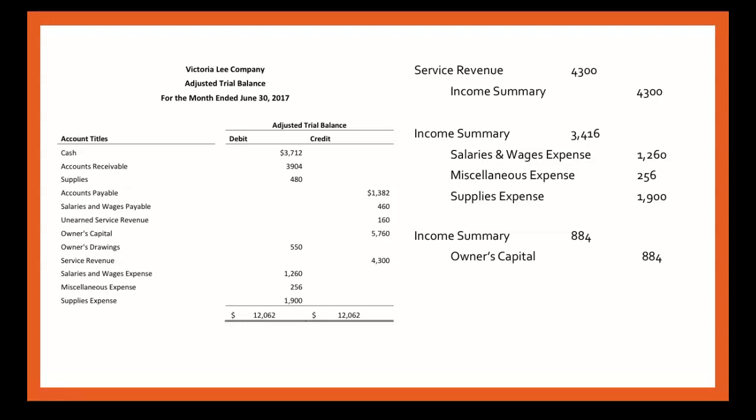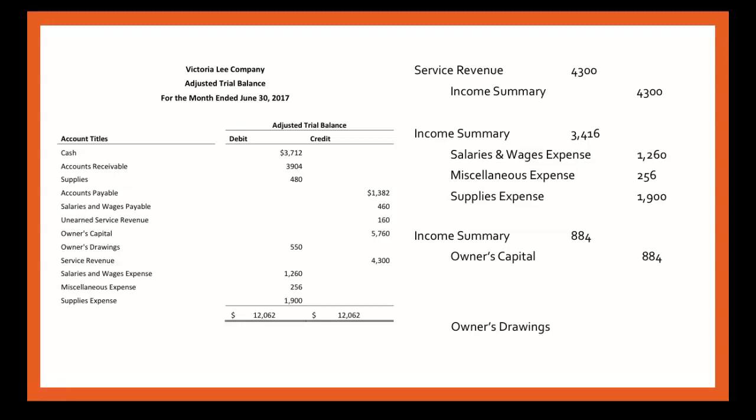So after this journal entry, we now just have one last closing entry to deal with, right? And that's closing our owner's drawings to owner's capital. So we take a look over at our adjusted trial balance, and our owner's drawings have a debit balance of $550. So to close out an account that has a debit balance, you're going to have to credit that account, because we are trying to zero out the balances for our owner's drawings here. So it has a debit balance of $550. So we're going to credit owner's drawings.